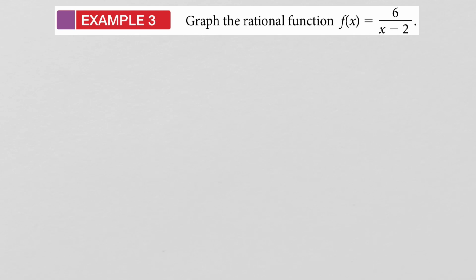Now let's graph a slightly different rational function. So here we have the function f of x is equal to 6 divided by x minus 2. And you should see right away that x cannot be equal to 2. But this function is not going to simplify, right? It's a little bit different than the last example. So in this case, we're not going to have a hole in our graph. It's going to be a little bit different.